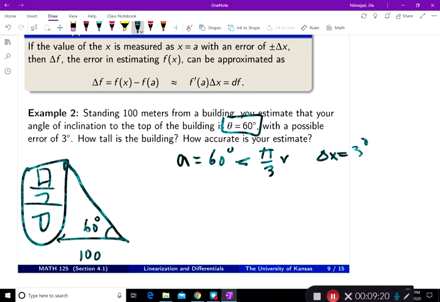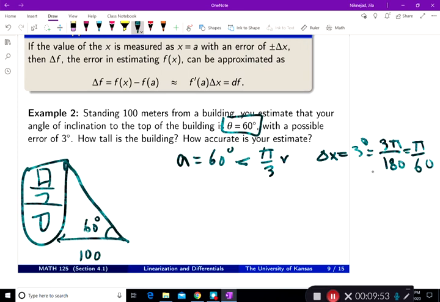Again, I don't like degrees. What do I like? I like radians. So I go 3 times pi divided by 180, and I get pi over 60. 3 times 60 is 180. So that's the delta x that I'm getting. That's the input changing by pi over 60.